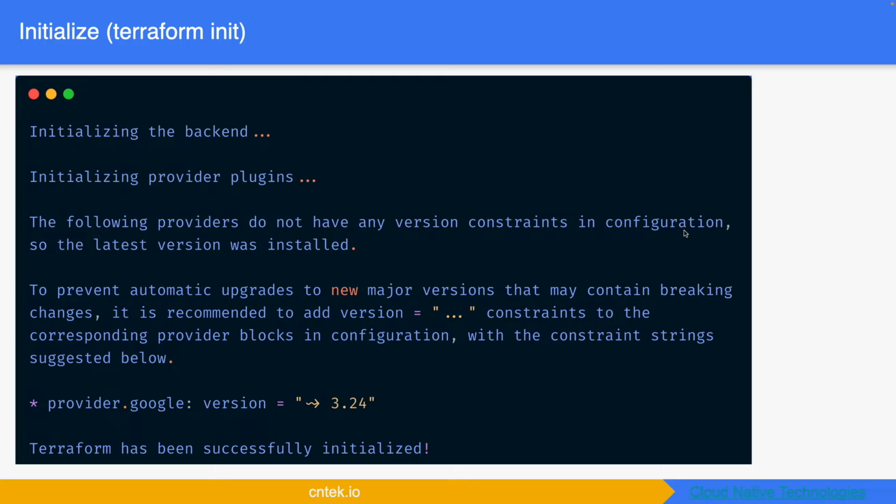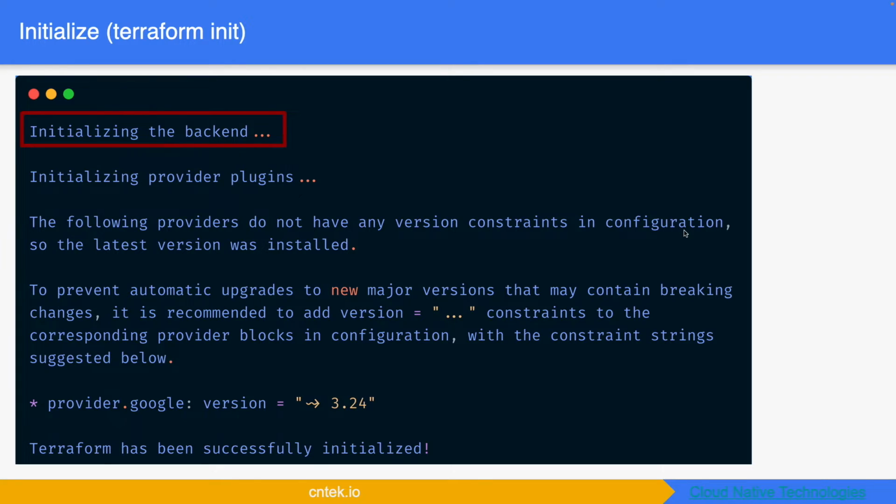Then the next step would be initializing the Terraform code. The command is terraform init. So you basically navigate to the Terraform code directory, and then we type terraform init. What it does is it will initialize the backend, so where you have the local or remote Terraform state, that will be initialized.